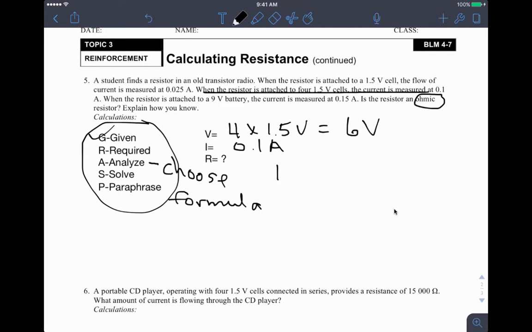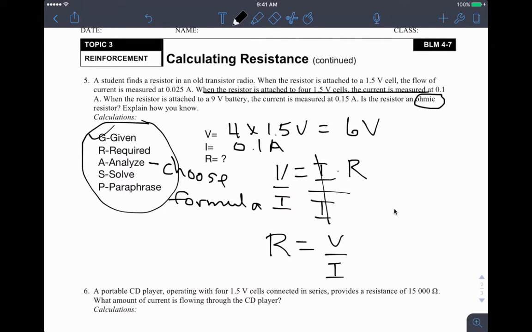If you look at the original equation, voltage is equal to current times resistance. If you divide both sides by the current, it cancels on the right side, and you have a new expression: resistance is equal to voltage divided by current. Some of you are already seeing how to do that, but I want you to be conscious of finding the right formula. That's analyze. We just analyzed the right formula to solve for resistance. Now you just substitute in your numbers. This would be 6 volts divided by 0.1 amps.